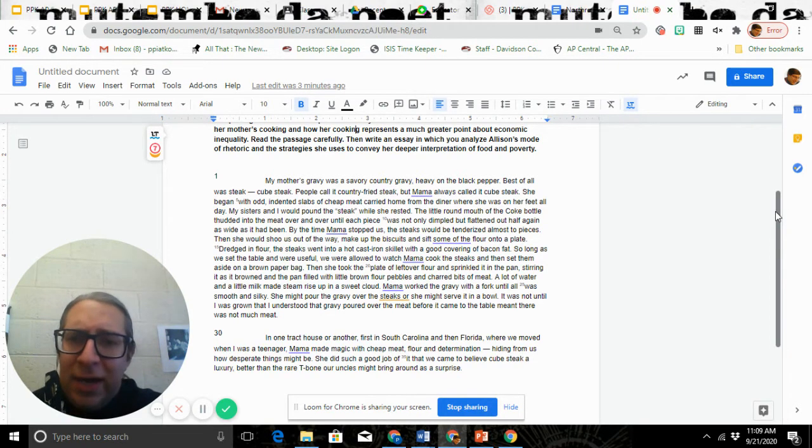Then she would shoo us out of the way, make up the biscuits, and sift some of the flour onto a plate. Dredged in flour, the steaks went into a hot cast iron skillet with a good covering of bacon fat. So long as we set the table and were useful, we were allowed to watch Mama cook the steaks and then set them aside on a brown paper bag. Then she took the plate of leftover flour and sprinkled it in the pan, stirring it as it browned, and the pan filled with little brown flour pebbles and charred bits of meat. A lot of water and a little milk made steam rise up in a sweet cloud. Mama worked with the gravy with a fork until all was smooth and silky. She might pour the gravy over the steaks, or she might serve it in a bowl.